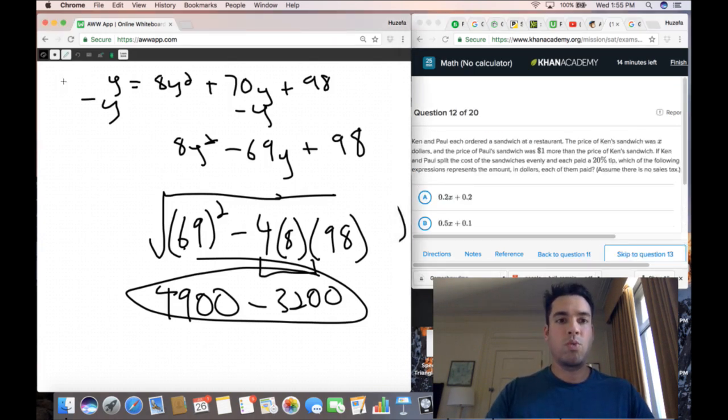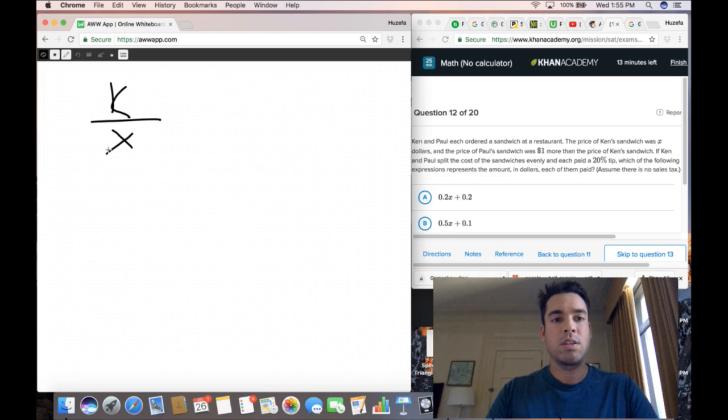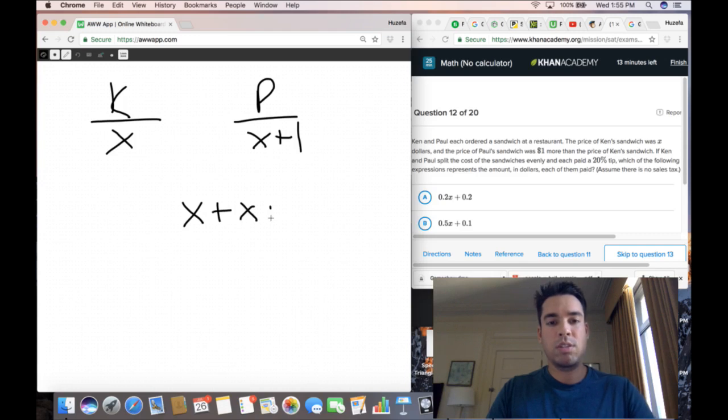Question number 12. Ken and Paul each ordered a sandwich at a restaurant. The price of Ken's sandwich was x dollars, and the price of Paul's sandwich was $1 more. So Ken was x, Paul is x plus 1. And they split the cost of the sandwich evenly, so the total cost of the sandwich is like this. And that's how much each of them paid.